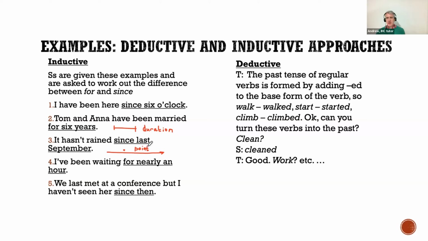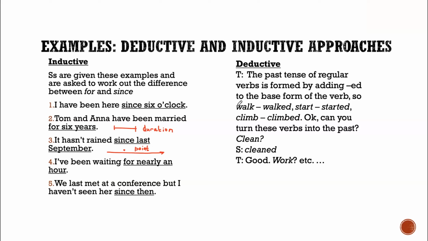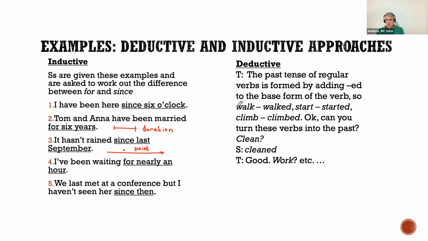Good. And then we've got deductive approaches. So, Paola, could you read deductive for us, please? Deductive. The past tense of regular verbs is formed by adding "ed" to the base form of the verb. So walk, walked, start, started, clean, cleaned. Can you turn these verbs into the past? Clean, cleaned, or work. Okay, so work, worked, yeah.